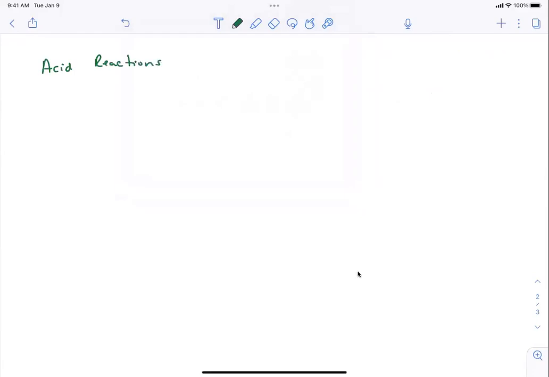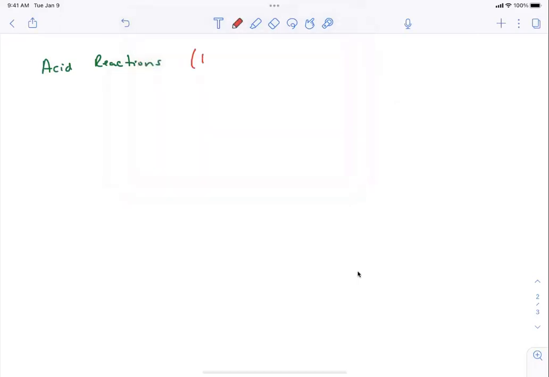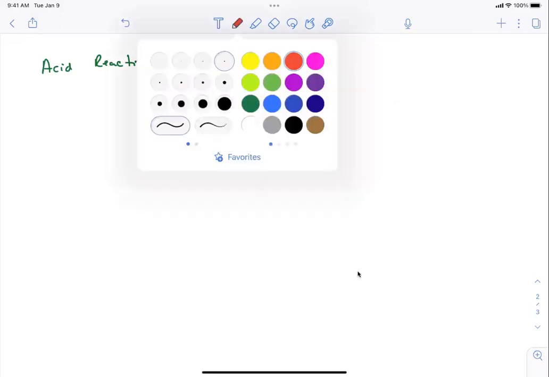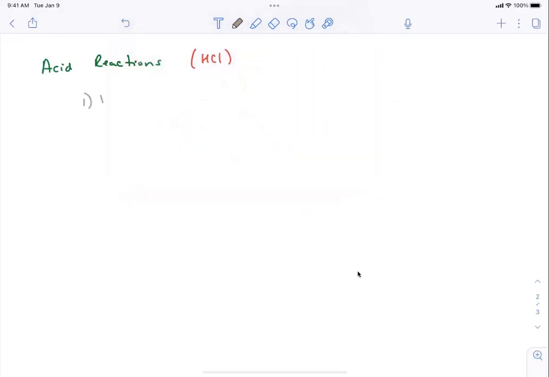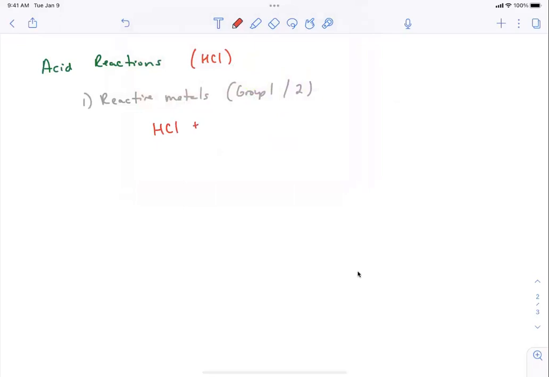Okay. Acids have a variety of reactions that you have to know, and most of these are single displacement. So hopefully they're not really necessary for you to memorize completely. But you need to know how acids react with certain things. And so I'm going to stick with HCl as my example for my acid for each of these reactions. So you have to know, one, how they react with reactive metals. So that's usually our group 1 or 2 metals. And in this case, it's going to be a single displacement reaction.